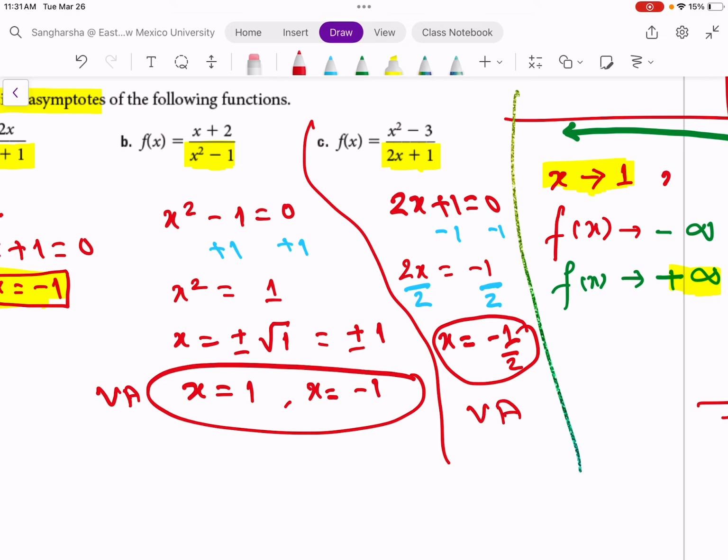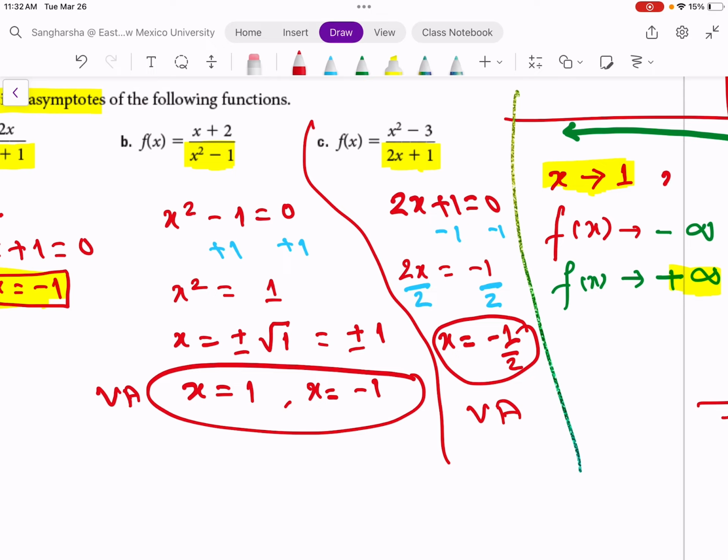You set your denominator equal to 0, or you can find negative 1/2 without solving also. So vertical asymptote is easy. You find a number that makes the denominator equal to 0 and make sure you write down x equals that number. These are the vertical asymptotes.